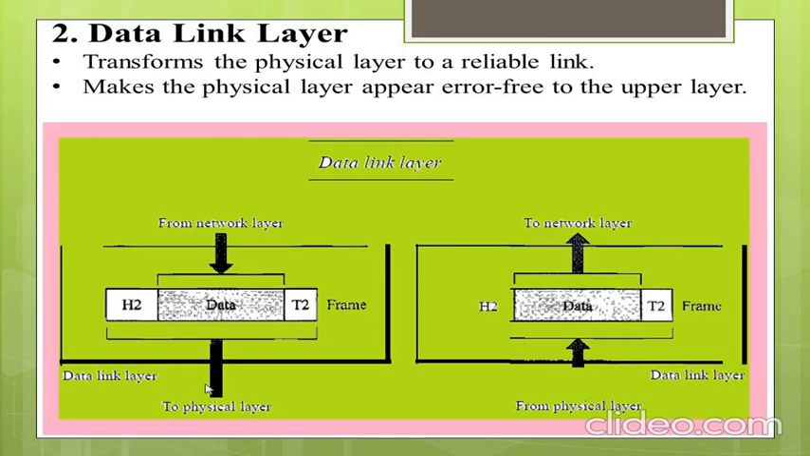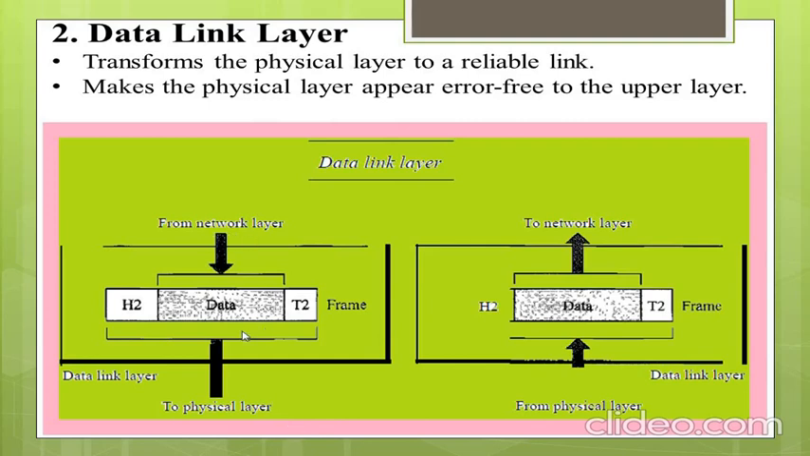The second is the data link layer. So this data link layer transforms the physical layer to a reliable link. It also makes the physical layer appear error-free to the upper layer, which is the network layer. You can see the diagram of a data link layer.